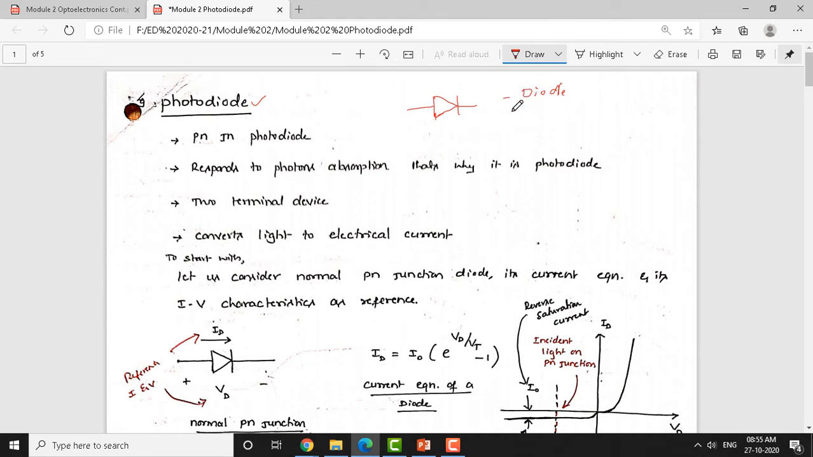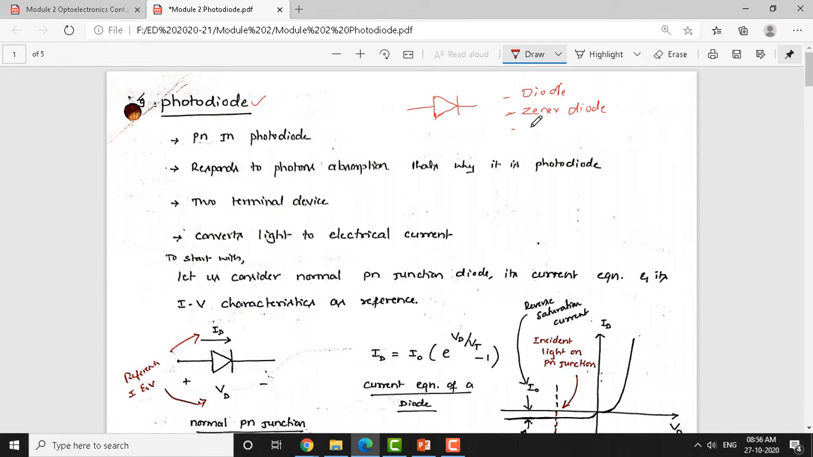The second one is you might have already come across another diode called the Zener diode. Can anyone of you tell me the application of this one, Zener diode? The voltage regulator. Yeah, voltage regulator. Very good. There we find this Zener diode as an application.